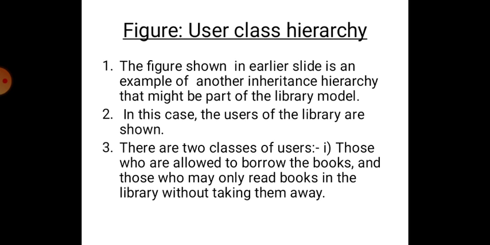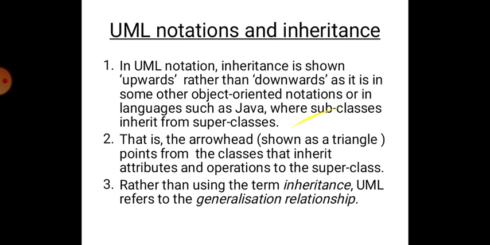In this case, the users of the library are shown. Point number 3. There are two classes of users. One, those who are allowed to borrow the books, called borrowers, and those who may only read the books in the library without taking them away. These are called readers, that you can see in the previous diagram.